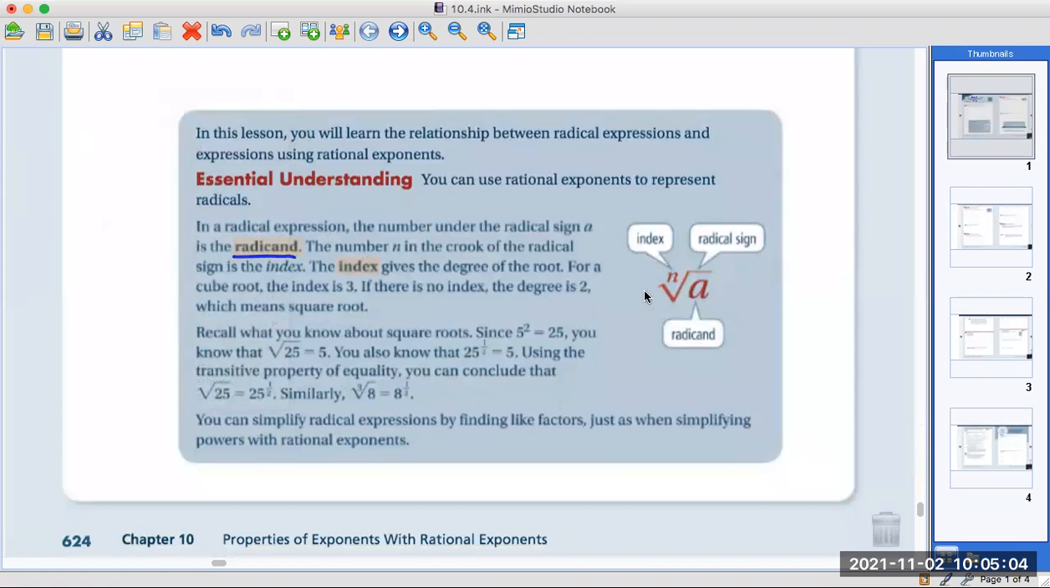The number n in the crook of the radical, this one right here, there is usually no number, but if you add a 2, that makes it a square root. But the 2 is usually not written. It's understood that that is a 2. This number here is called the index. The index gives the degree of the root. So if this is a 3, it's the third root of a number. If this is a 4, it's the fourth root of a number.